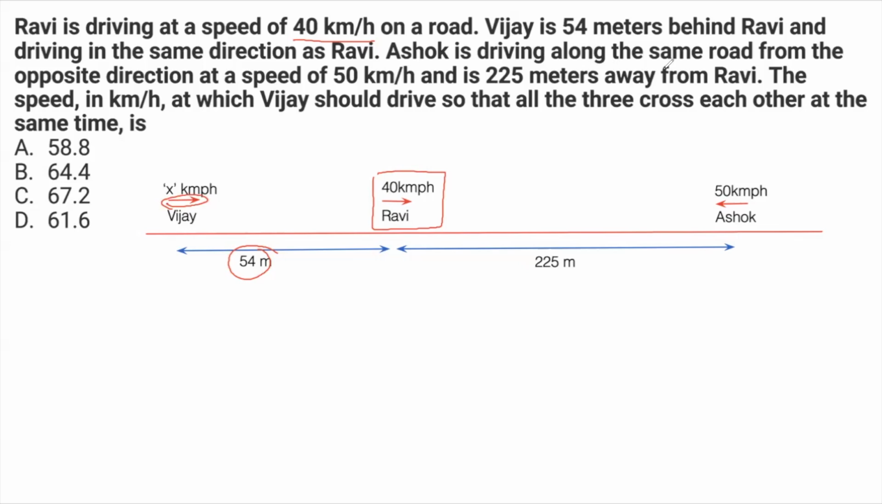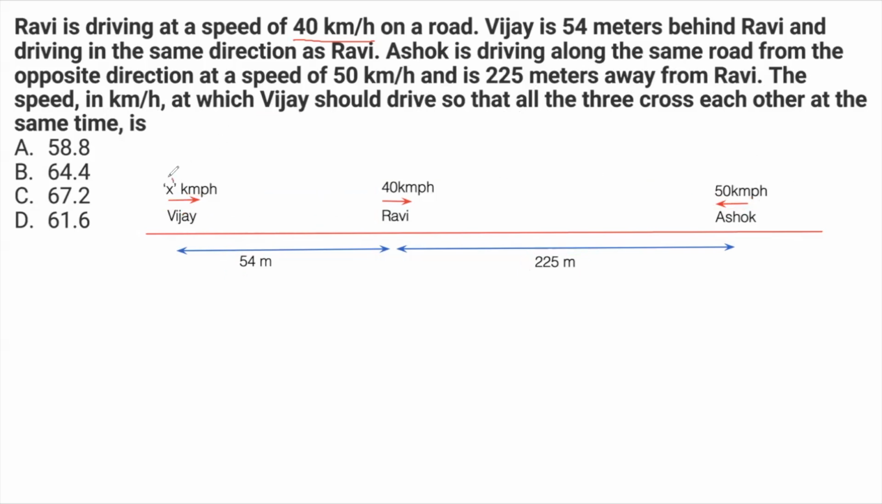Ashok is driving along the same road from the opposite direction at a speed of 50 kilometers per hour and is 225 meters away from Ravi. So Ashok is 225 meters away from Ravi and is traveling in the opposite direction, means he's traveling towards the left hand side. The speed in kilometers per hour at which Vijay should drive so that all the three cross each other at the same time is... So Vijay and Ravi should meet at the same time in which Ashok and Ravi are meeting. So what should be the speed of Vijay for this to happen?